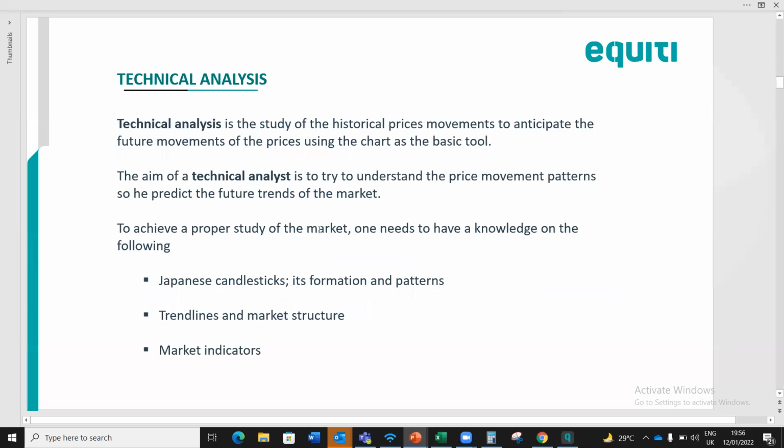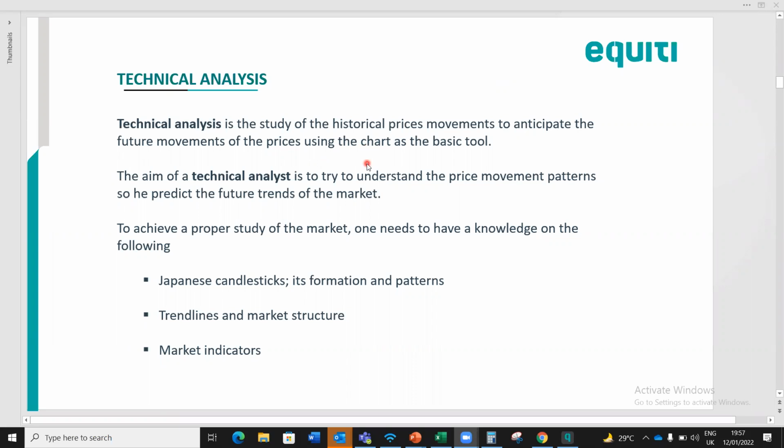Okay, let us look at technical analysis. Now, technical analysis is the study of historical price movements to anticipate future movements of the prices using the charts as the basic tool. So when we talk about technical analysis, think of it that we're trying to know where the market is coming from and where the market is actually going to. That is the whole essence: trying to study what has happened in the market previously so that we can use it to analyze and tell where the future prices are moving to.